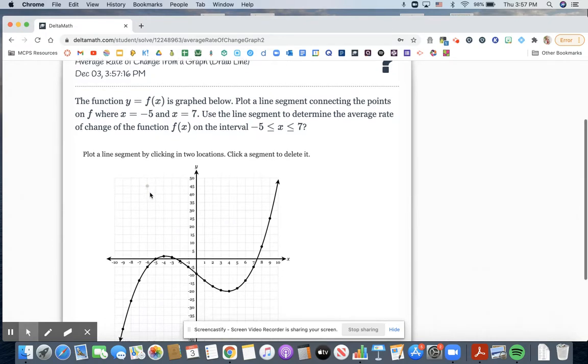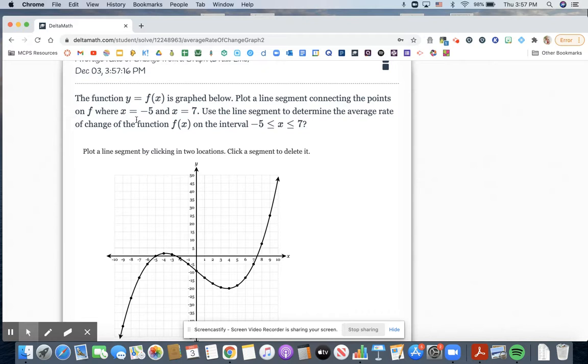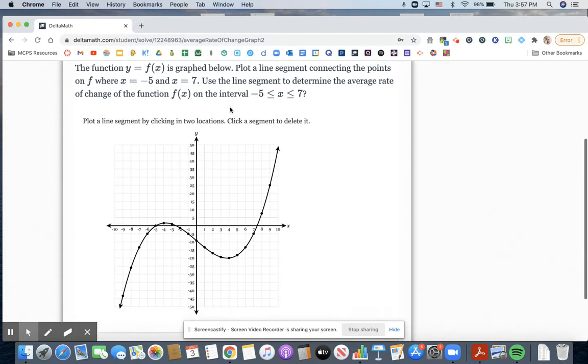Okay, this one's good. So now I could read all this over again, but really what I just need to focus on is what are the two x values they are asking me to look at. It's telling me the same exact thing the last one did, but this time it's saying to look at where x is -5 and where x is 7. So that's what we're trying to find the average rate of change between.